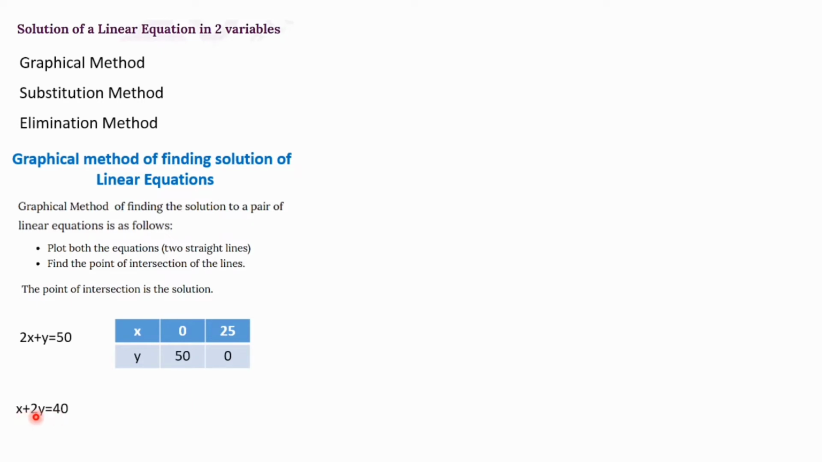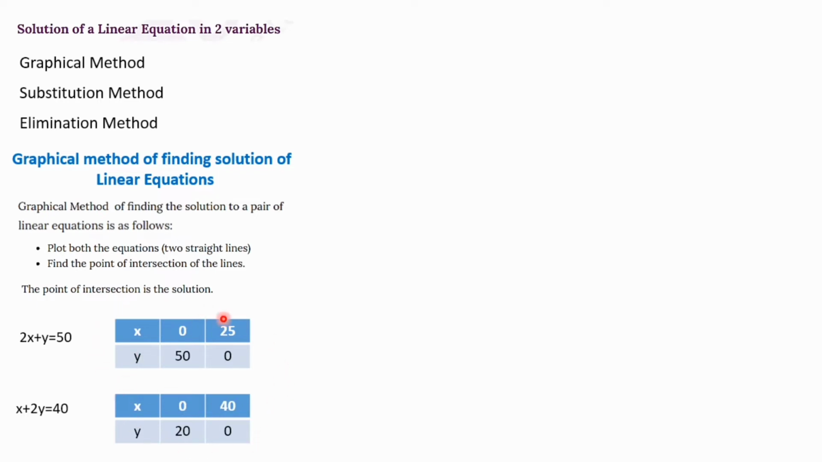Next, x plus 2y is equal to 40. That is another equation I am taking. Here also I first put x is equal to 0. If I put x as 0, 2y is equal to 40 will come. Y is equal to 40 by 2, that is 20. Next, I am putting y as 0. If I put y as 0, this term becomes completely 0. So x I will get as 40. Then you have got the set of points.